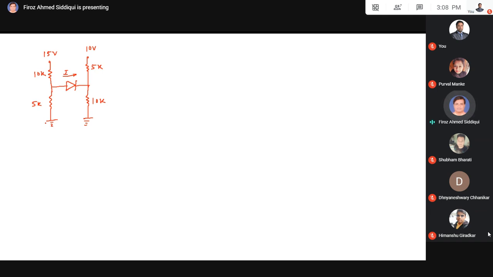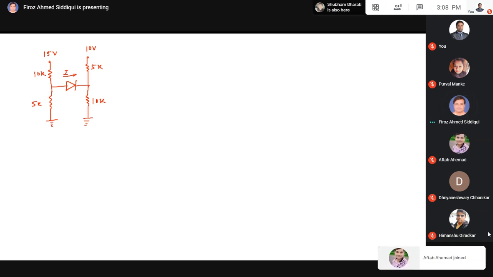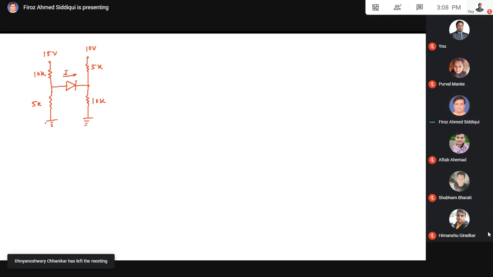बताओ क्या करंट फ्लो होगा करंट I में से? First of all, you have to decide whether the diode is forward biased or reverse biased. Can you tell me whether the diode is forward biased or reverse biased? Forward bias, sir. Why? Sir, 15 volt is greater than 10 volt.